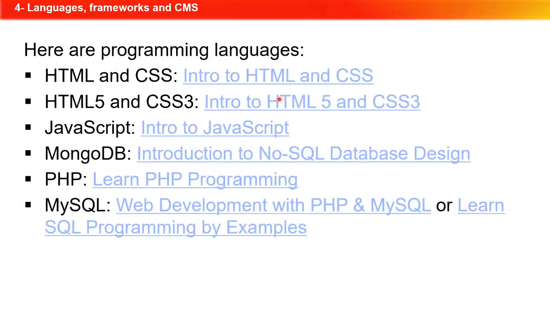Here are some web programming languages. So HTML and CSS. HTML is the language behind the web browser, and CSS is the formatting. It stands for Cascading Style Sheets. It's the fonts, the type of text, colors, and other things that format our web pages. And there are advancements in HTML5 and CSS3. So these are based on HTML and CSS. However, they have much more advanced capabilities.